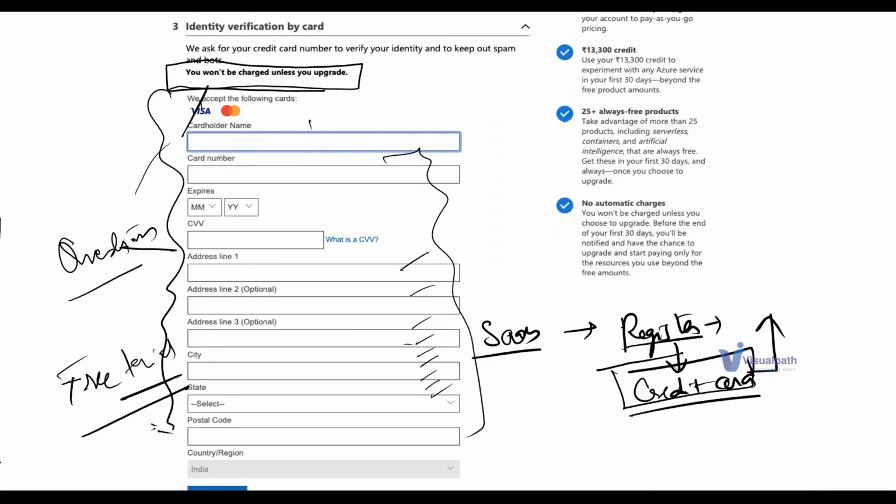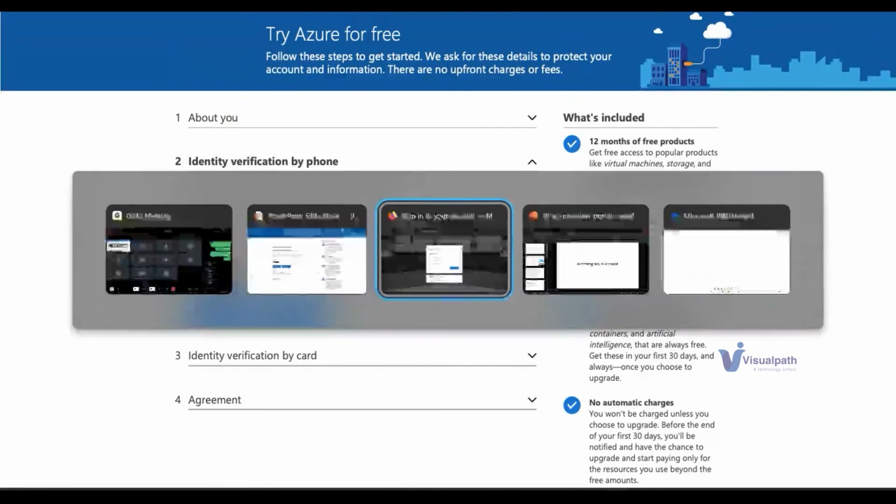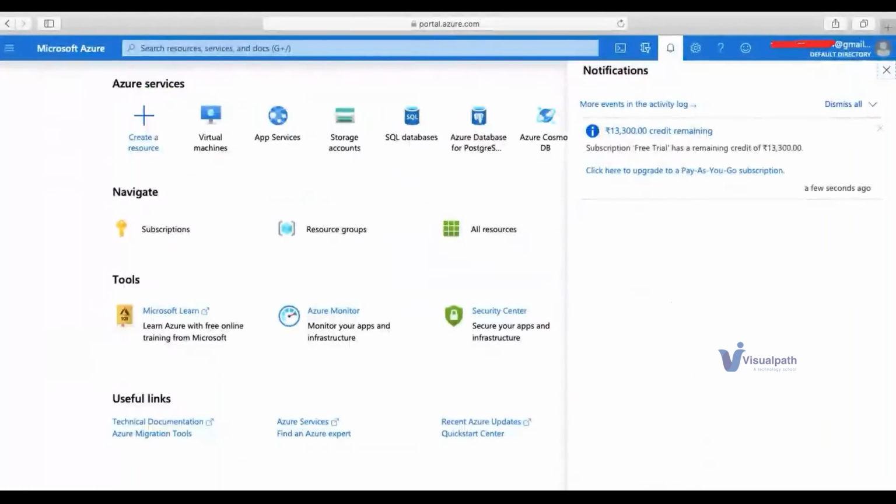Once your credit card details are given, participants, your account gets registered. And with that account, you can start using the Microsoft Azure services and you'll be ready to make an entry. And once you make an entry, you will see that as part of the free trial account, you have a credit of 13,000 INR.